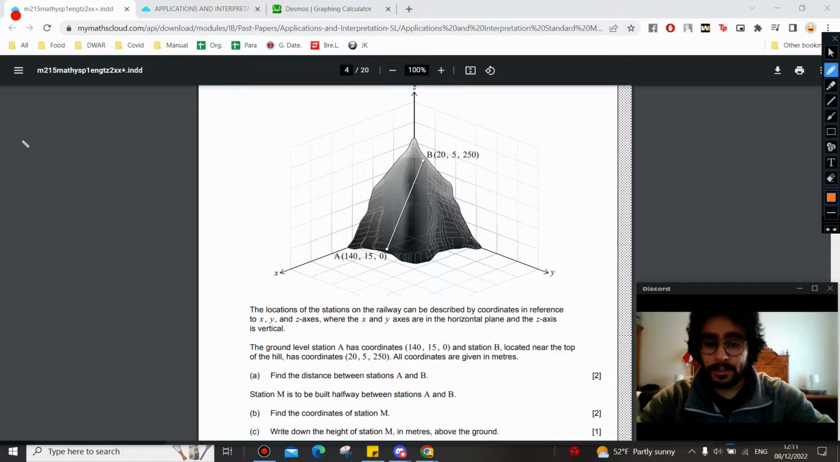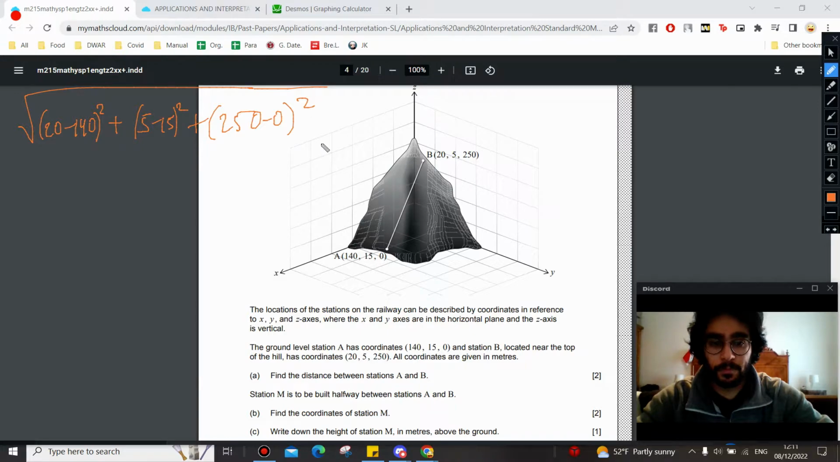Well, the formula tells us the distance between A and B will be equal to the square root of the differences between the coordinates element-wise. So this would be basically 20 minus 140 squared, plus 5 minus 15 squared, plus 250 minus 0 squared. So the square root of the sum of the squared differences of the coordinates element-wise. This will give you an answer. I will not work it out, but that will be your answer.